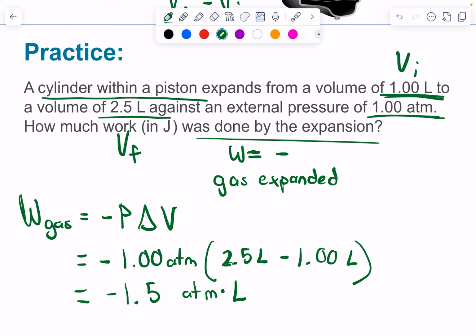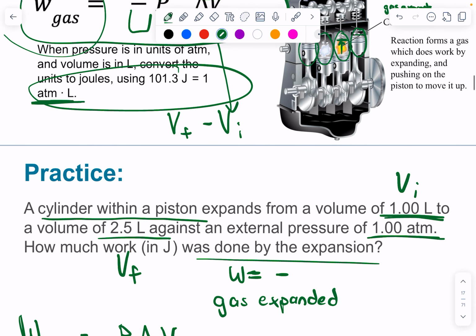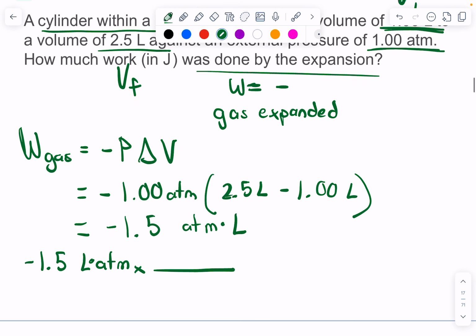Okay, let's go ahead and convert that into joules, simply because that is a more common energy unit. So to do that, I'm going to write this as liter atmospheres because that's just more common. It doesn't matter, but I'm going to use that conversion factor. 101.3 joules equals 1 atmosphere liter.